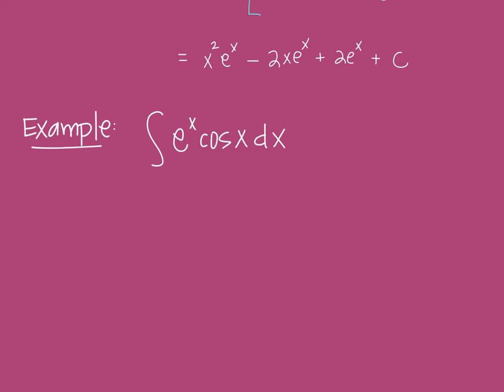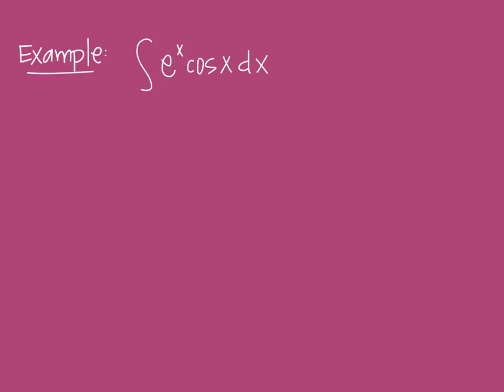So let me show you. It still works, but let me show you how that's going to go. Exponential still beats trig. So e to the x would be your u choice. Cos x dx would be what was left. And so our differential would be e to the x dx. Our antiderivative piece is sine of x.